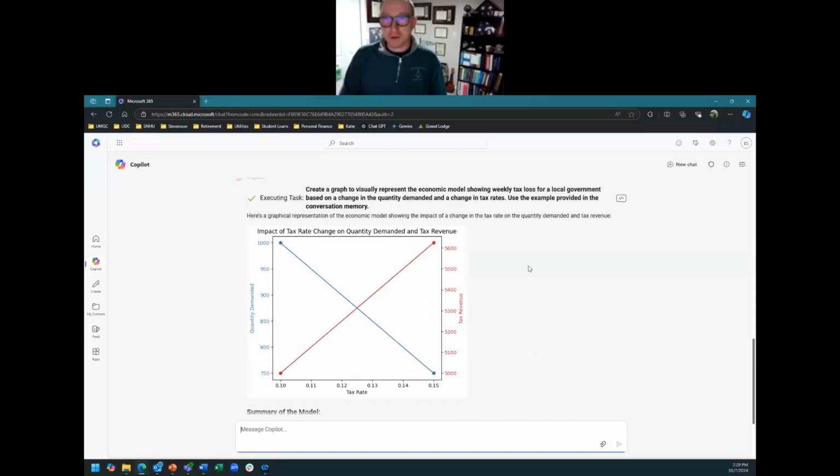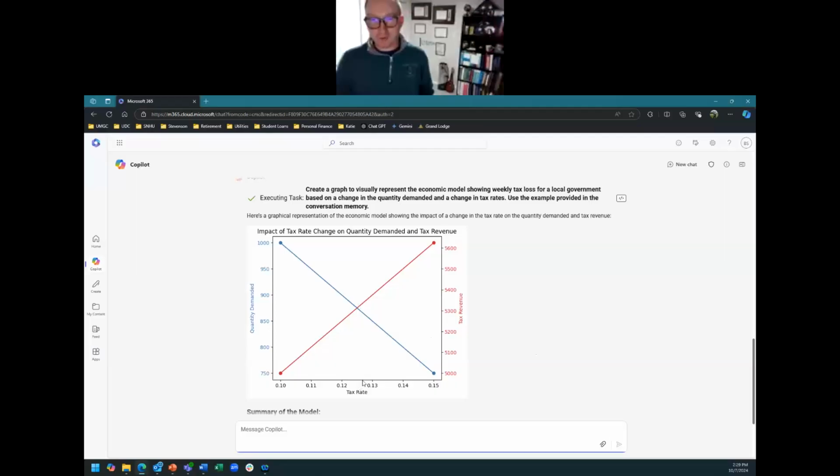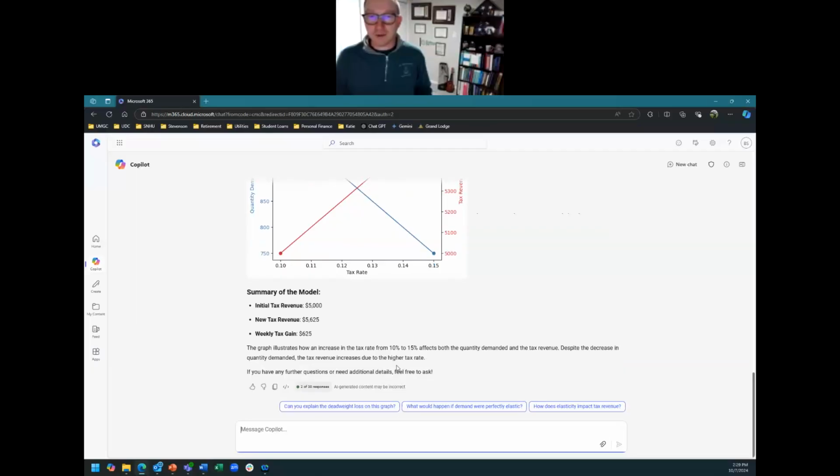So now we can see the quantity demanded here on the y-axis and the tax rate here on the x. If we see here at the point of equilibrium, the tax revenue is about 5,300, and the quantity demanded is about 875, and that's at a tax rate of 12.5%. That just gives us an idea, and then we see the summary of the model here again.